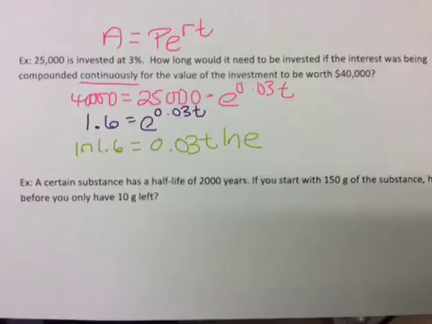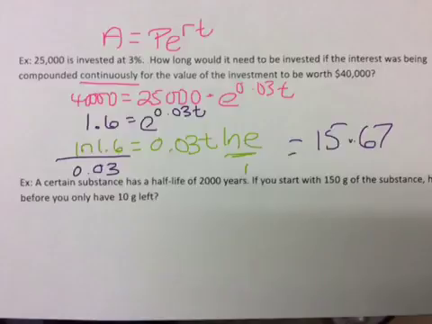Now remember the ln of e is just 1, but you could divide both sides by the ln of e if you wanted to. It's just you're going to end up with the same thing as if you remembered it was 1. So we're dividing by ln of e, which is 1, and we're also dividing by 0.03. So in your calculator, ln of 1.6 divided by 0.03. So you get 15.67 years.